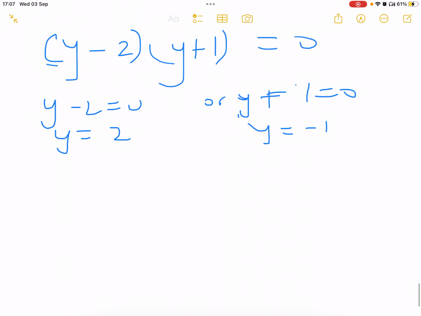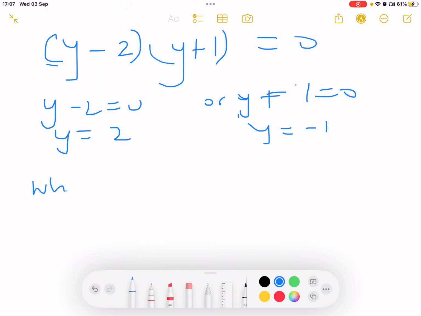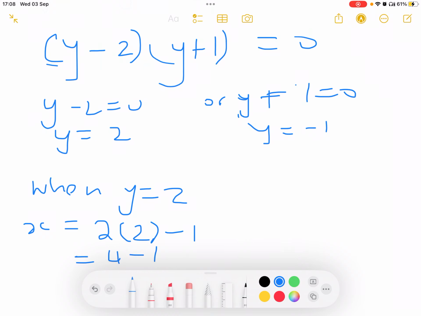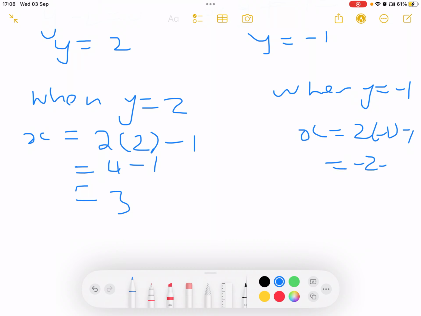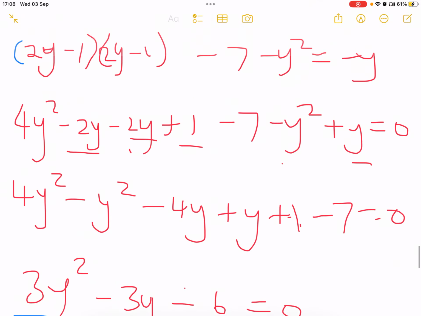Right. When you get to this stage, you can just say when y equals 2, what is my value of x? Take it back from equation 3, which is x equals 2y minus 1. Then now substitute 2 into 2y minus 1, and that's 4 minus 1, which gives the value of 3. And when y equals negative 1, x equals 2 times negative 1 minus 1, which is negative 2 minus 1, which is negative 3. There you have it.